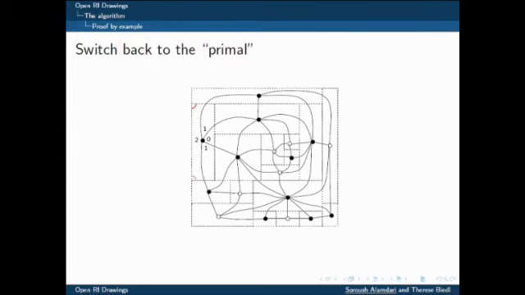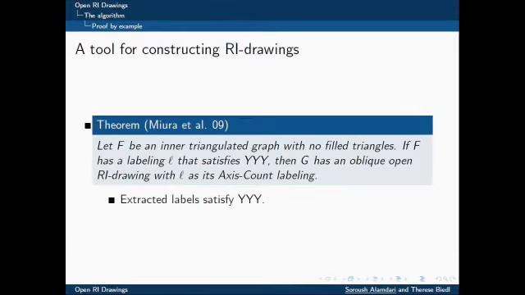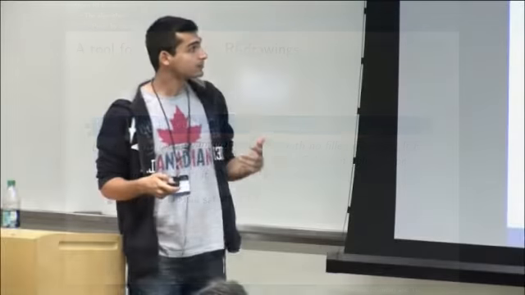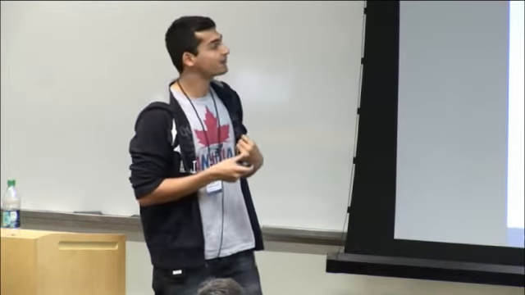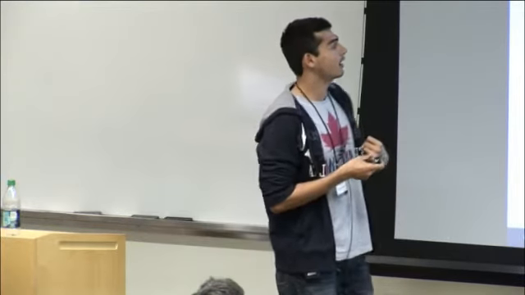The labeling that is extracted has some good properties. Meijer gave some properties of a labeling of angles of a graph such that if those properties are satisfied, then that graph can be realized as an RI drawing such that that labeling is the axis count labeling of the drawing.